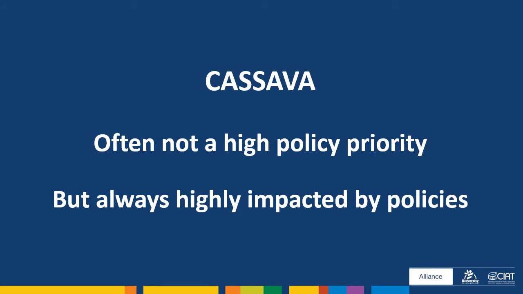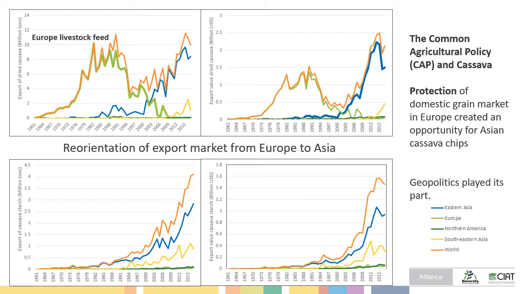So when it comes to policies, cassava is often not a high policy priority in many of the countries we are working in, but it's always highly impacted by policies on other commodities. A good way to start that conversation was always to go to the historical development of the industry, with reference to how the Common Agricultural Policy in Europe and the protection of domestic grains created this opportunity for cassava from Southeast Asia to come into Europe for animal feed.